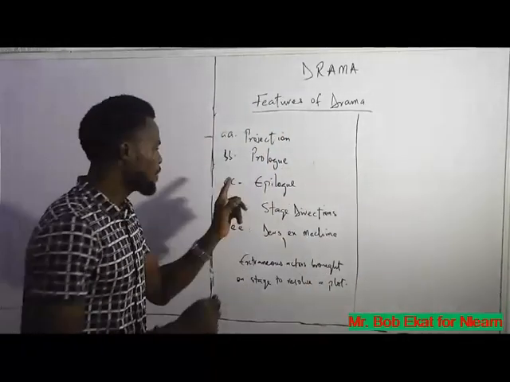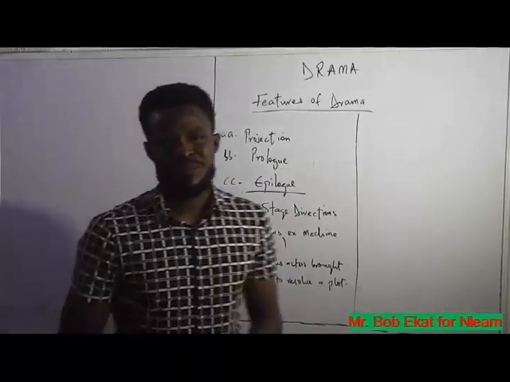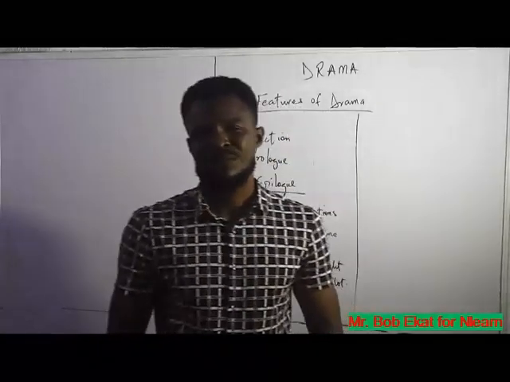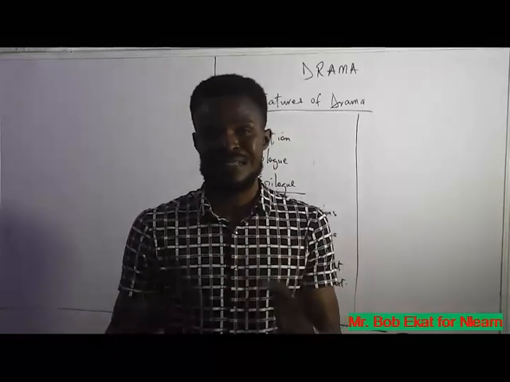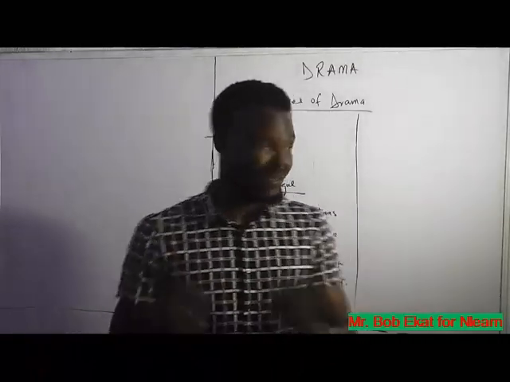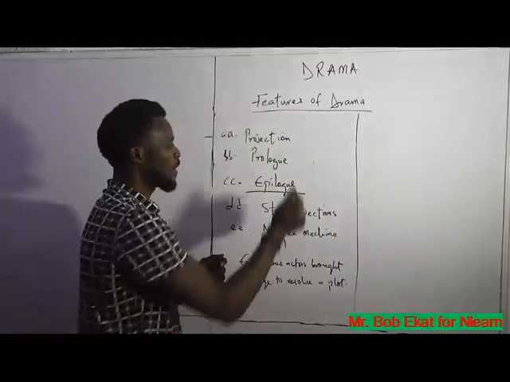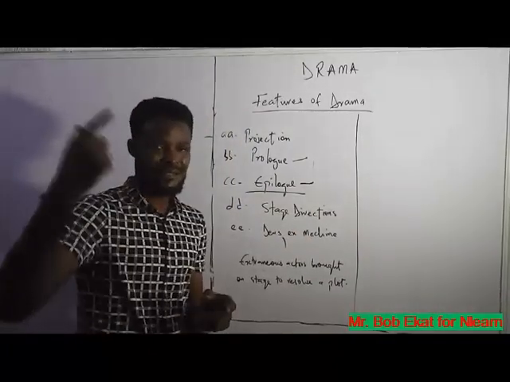Prologue. Epilogue, on the other hand, comes at the end of a play. And it is here that a playwright justifies or explains certain scenarios or situations in the play. Remember one thing: while prologue comes at the beginning, epilogue comes at the end.